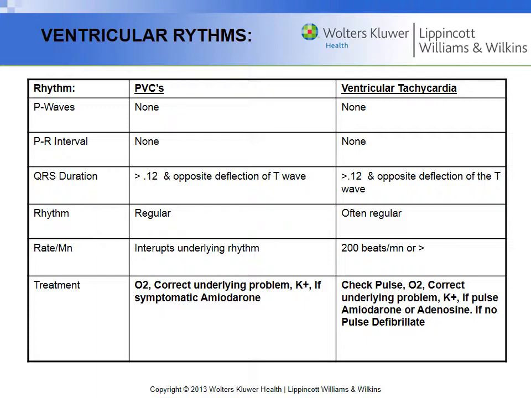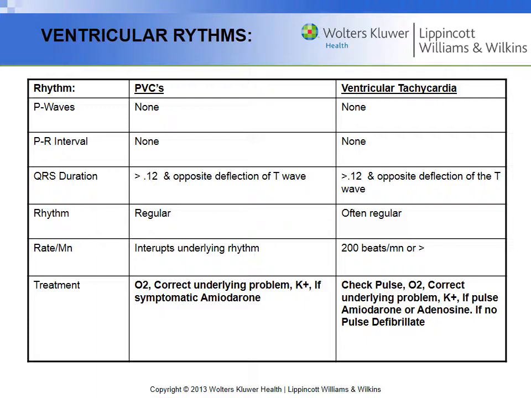In ventricular tachycardia, you want to make sure you check a pulse. If VTAC is pulseless, it's treated as ventricular fibrillation. If you have a pulse in VTAC, then again, you apply O2, you correct the underlying problem, you make sure the potassium is appropriate, and if a pulse, it's amiodarone or Adenocard. If no pulse, then you defibrillate.